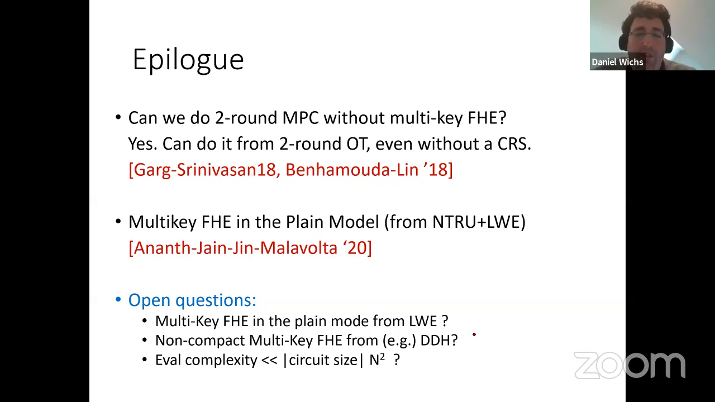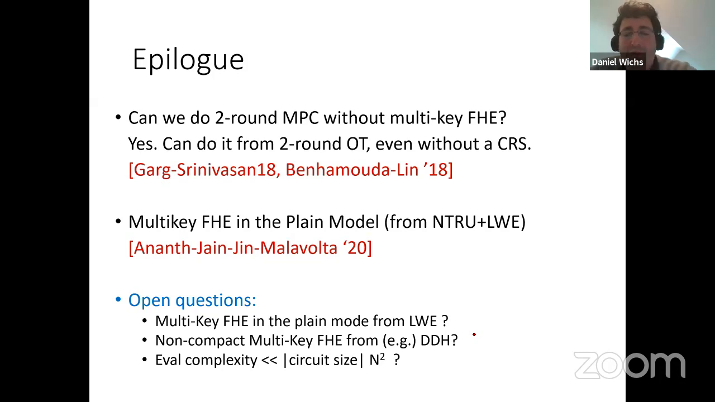And the last question is, can you do this where the complexity of the evaluation procedure does not scale with the number of parties? Here, when we computed the expanded ciphertext, the expanded ciphertexts were actually quite large. If there are n parties, the expanded ciphertext will be of size at least n squared. And then we have to compute the circuit on these expanded ciphertexts. So the complexity of the evaluation procedure was proportional to the circuit size times n squared. It's an interesting question if you can get rid of this.